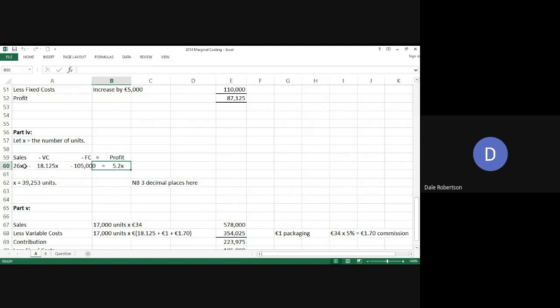of this number. 20% of the 26. And when you work that out for x, and being mindful of the 3 decimal places here, when you work that out for x, you're going to get 39,253 units rounded off. That's how we do part 4.